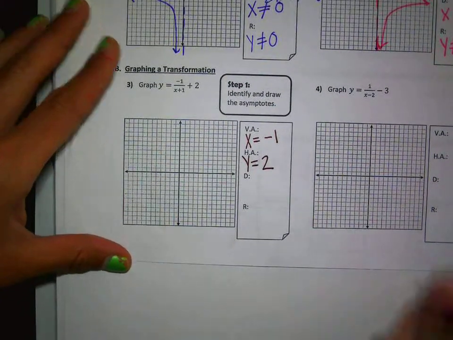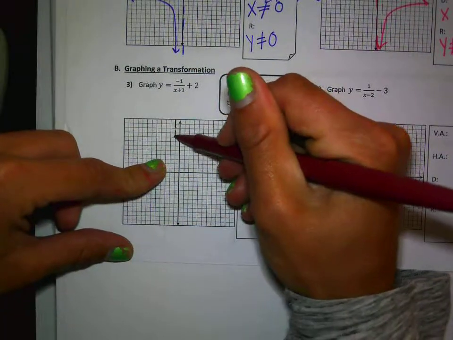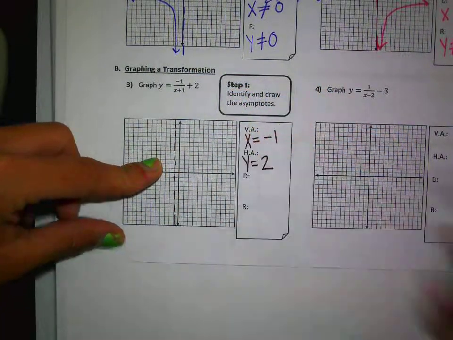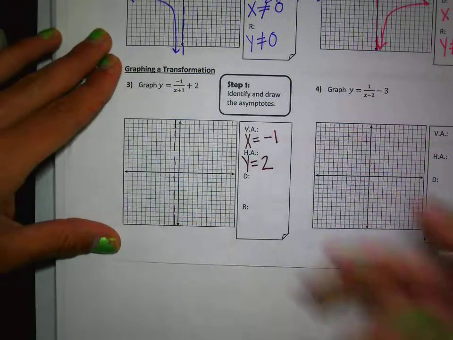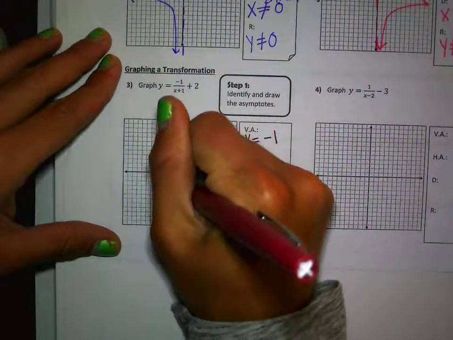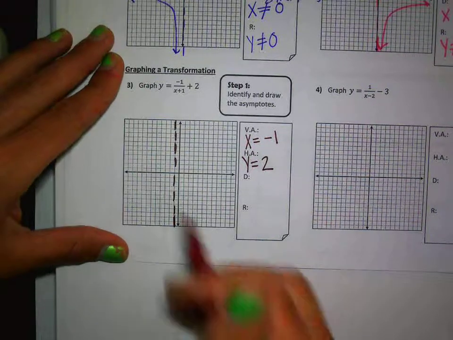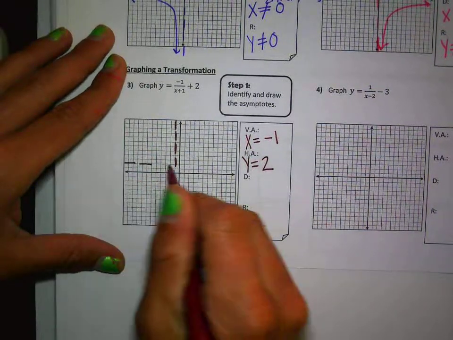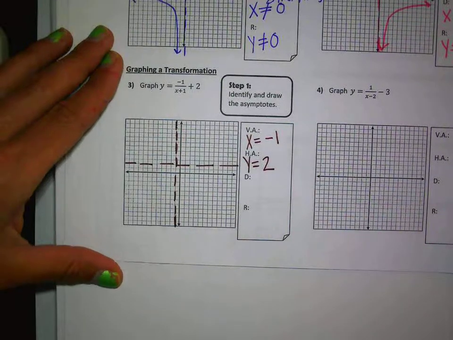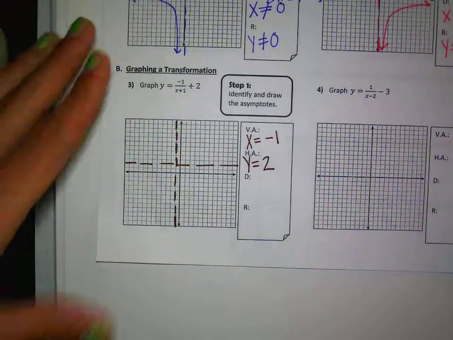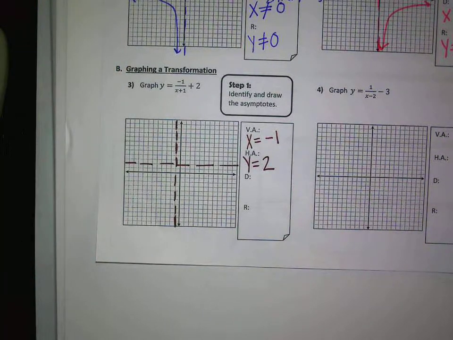When you're graphing this, your vertical guy is going up and down at -1. Can y'all see that? And then your horizontal guy is going across at 2.